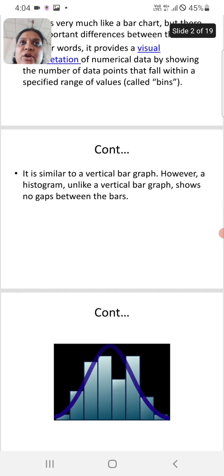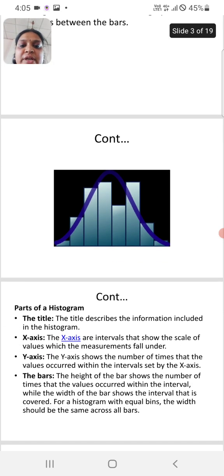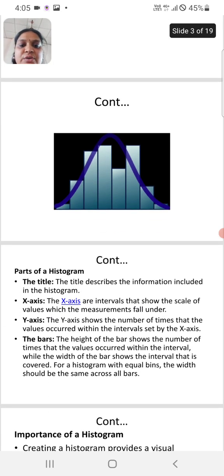And I already told the main difference between the vertical bar chart and this histogram: it will be in a continuous form. The graph will not be separated. The bars will not be separated. It will be in a continuous form. So here is an example for this histogram. You can see here how the data can vary in the x-axis as well as in the y-axis, and there is no gap between the bars.